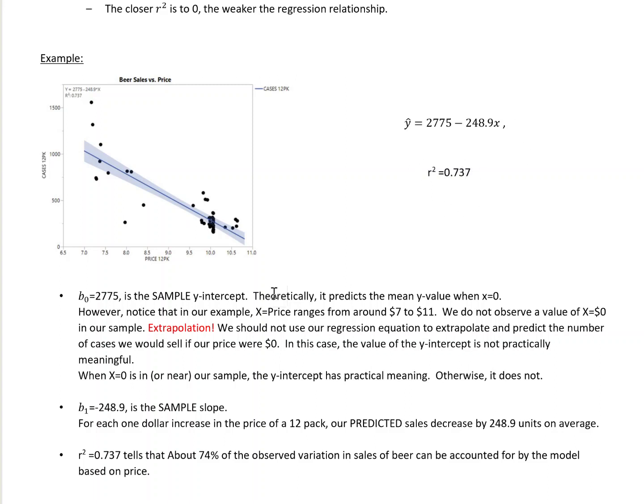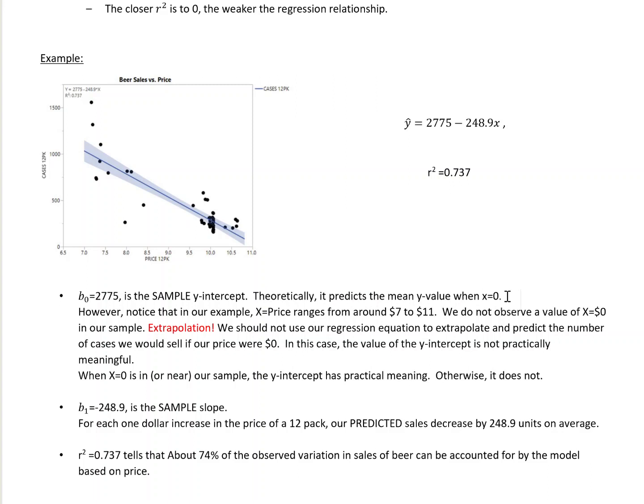Alright, so now what does this b0 mean? Here b0 is 2775, right? First, it is called the sample y-intercept. So theoretically, what does that mean? It means that it predicts the mean value of y when x equals 0, right?